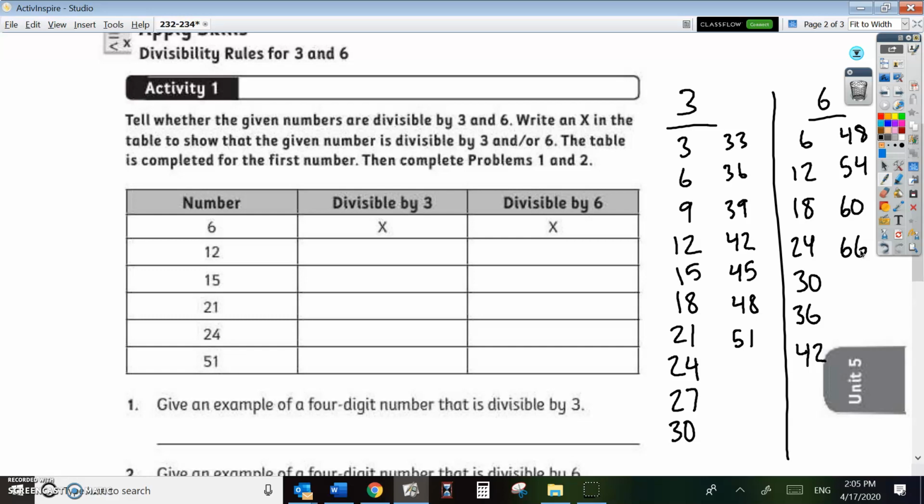So 6 right here is divisible by 3 because you see 6 is a multiple of 3 and it's a multiple of 6. So therefore, we should have an X right here for 6 and for 3. Now let's check 12. Is 12 a multiple of 3? Yes. Is 12 a multiple of 6? Yes.